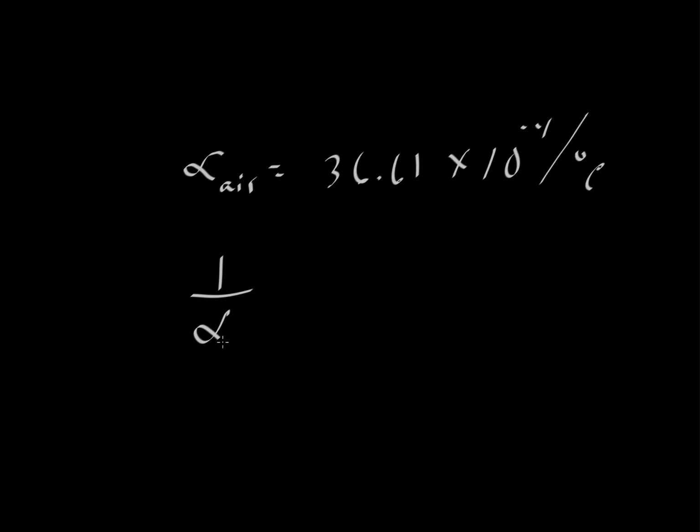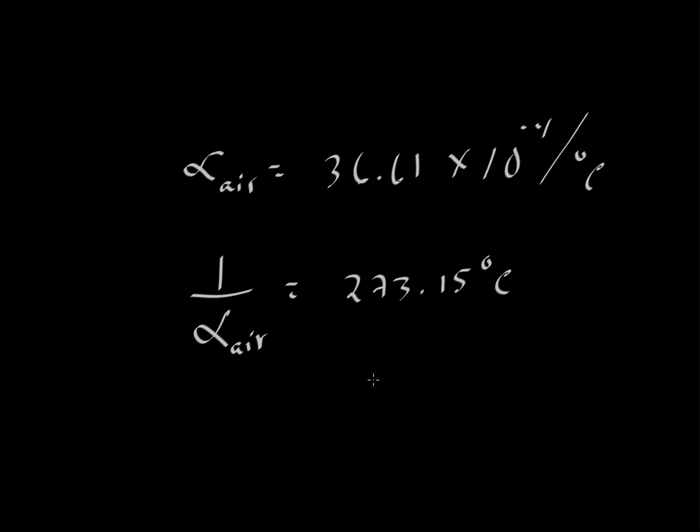Coming back to the modern day, we'll take the modern value for air. It is 36.61 times 10 to the minus 4 over degrees centigrade, not too far away from Charles's value. And if you take 1 over alpha air using this modern value, you would get 273.15 degrees centigrade. That's a positive value.